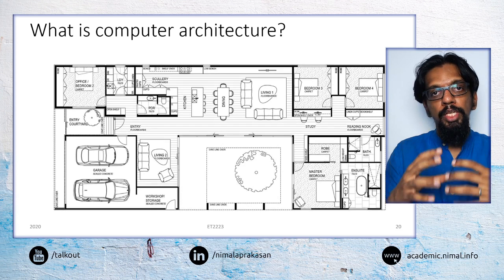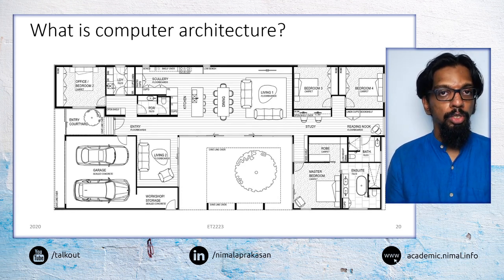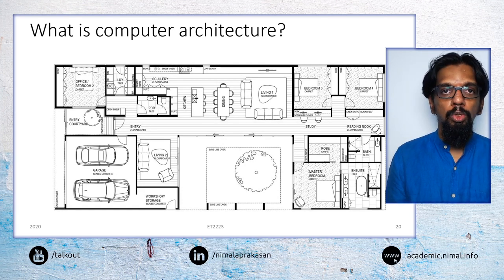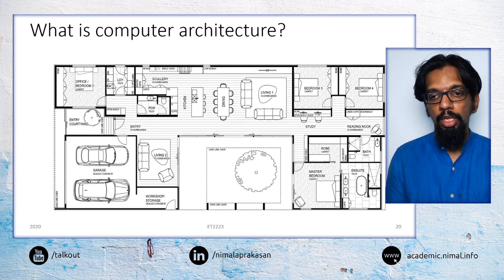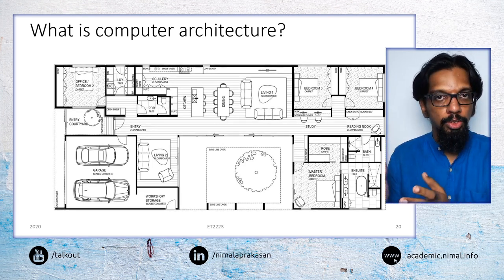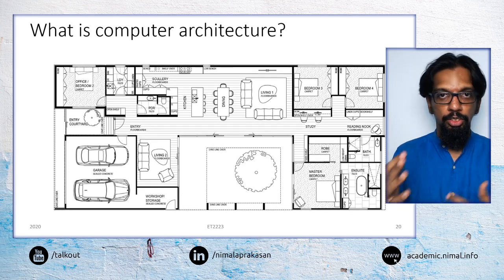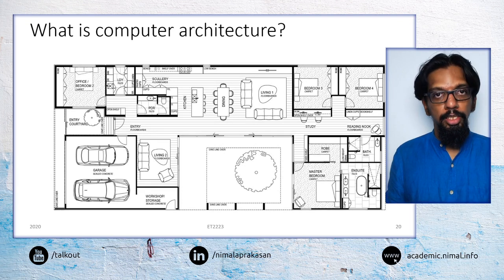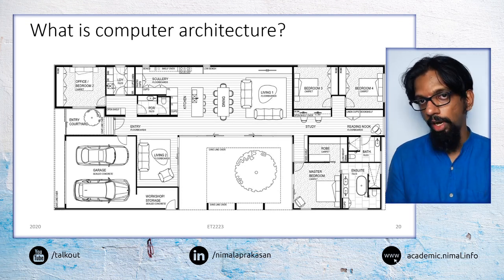But when we say the architecture of the house, we are not only talking about the list of things that need to be there, but we are also talking about how those things are interconnected to one another. So where are the bedrooms, where are the living areas, where are the dining area, kitchen, and so on, and how those things are interconnected, where to where. So that is the architecture of a house.